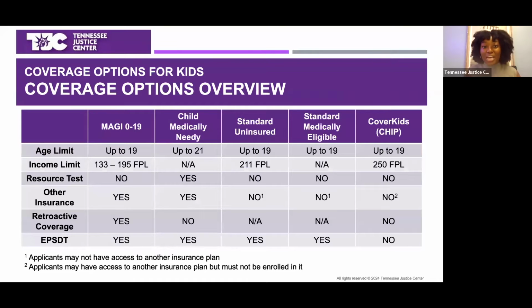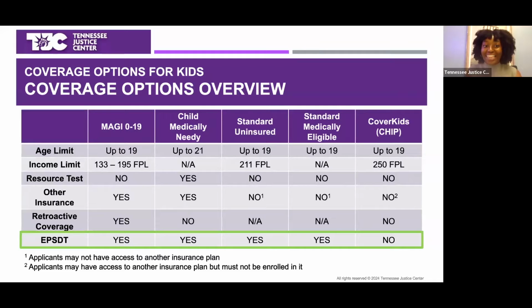All right, so this table outlines all of the categories that I'm going to cover today. As you can see, there's a wide range of income thresholds that a household could be at to qualify. And so the really big thing that we want to drive home is that oftentimes kids are eligible. It's just a matter of figuring out what they're eligible for.